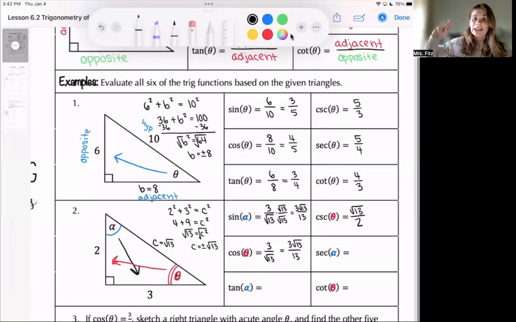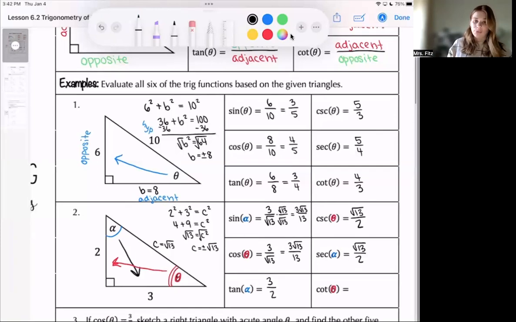Okay, secant is the reciprocal of cosine, so it's going to be hypotenuse, which is root 13 over adjacent. Now we want adjacent to alpha, which is actually 2. Okay. All right, tangent of alpha, we went opposite over adjacent. Opposite of alpha is 3, and adjacent to alpha is 2, so 3 over 2. Cotangent of theta, we want to flip it, right? So instead of opposite over adjacent, it's going to be adjacent over opposite. Well, adjacent to theta is 3, over opposite of theta is 2, right?